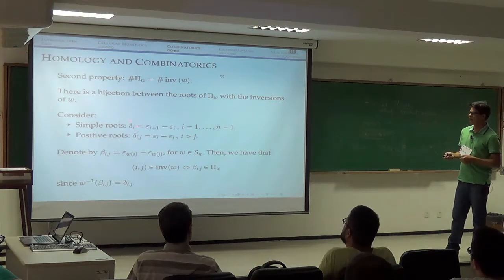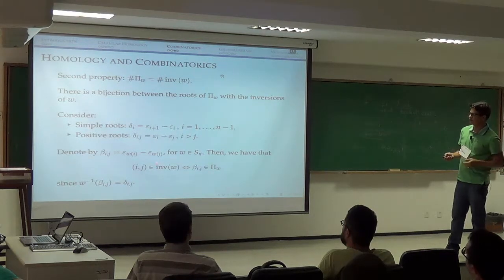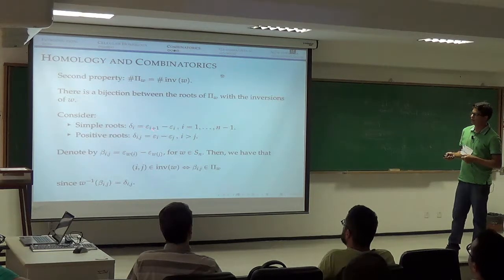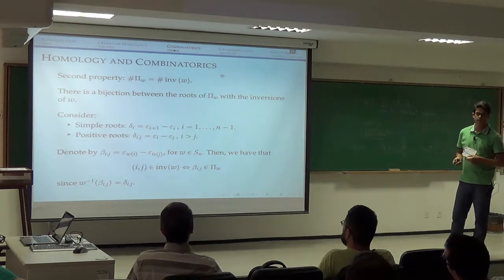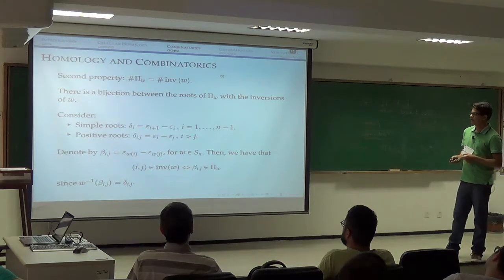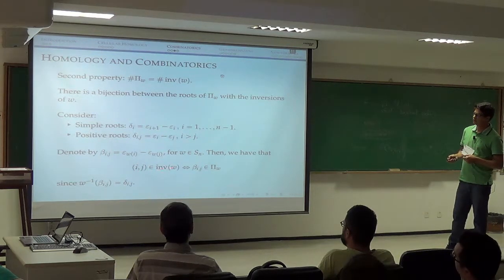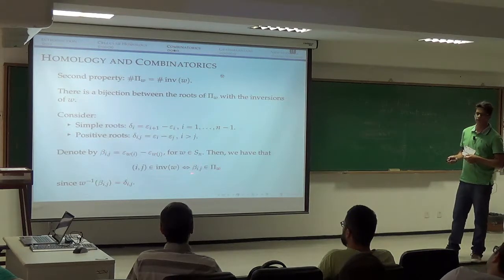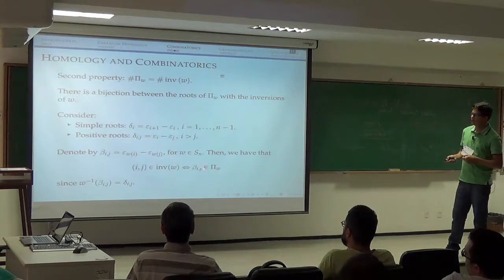If you consider the simple roots in this way, it's the opposite of what is commonly used, but it's only a choice. If you call the simple roots epsilon i plus 1 minus epsilon i, the positive roots will be of this type. And we denote the root beta ij as epsilon wi minus epsilon wj, for a permutation here. Then ij is an inversion if and only if this is a positive root sent to negative by W minus 1. So this establishes a bijection between inversions and the set P of W.